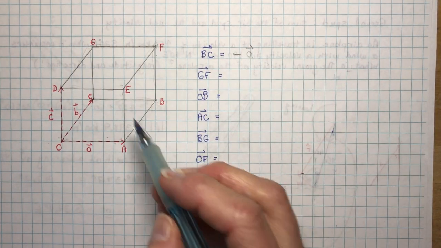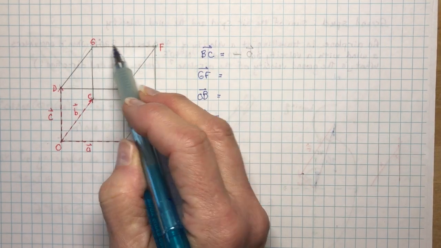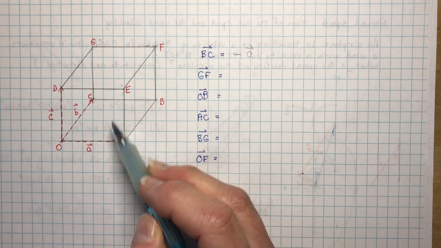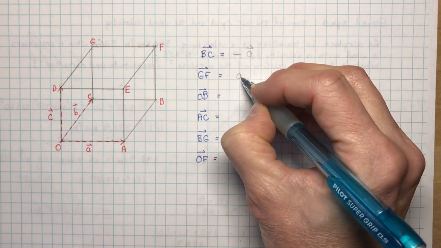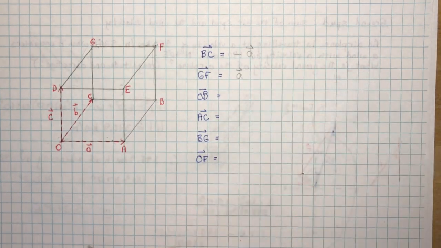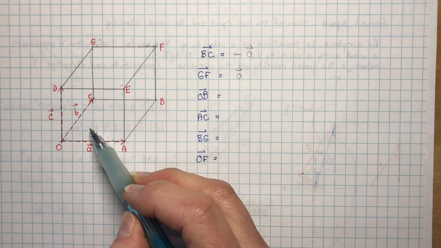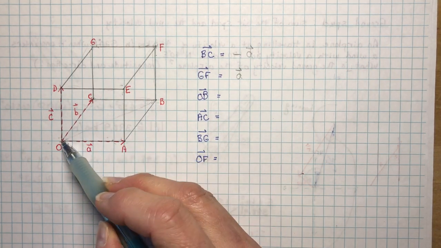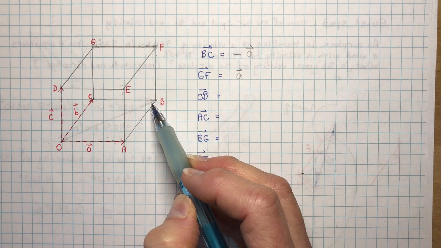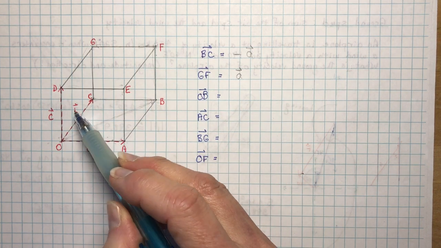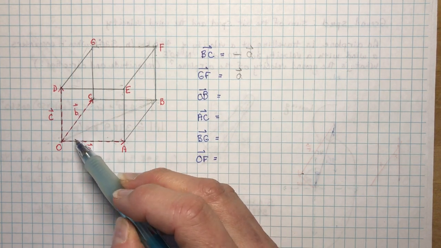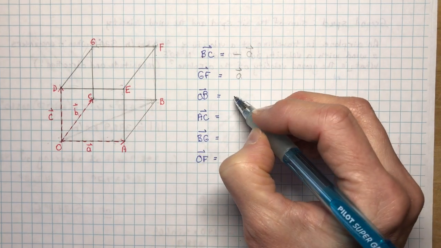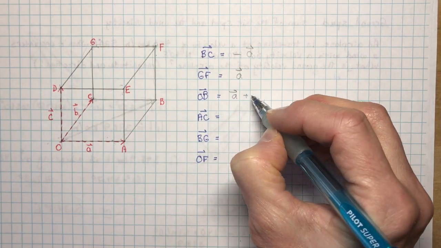What is GF from here to here? Oh, well, that's the same as going from here to here. So that is vector A. How about O to B? So I'm looking at this. How would you describe that? That's a resultant, isn't it? So it would be the sum of these two. See, we made a nice parallelogram. So that's vector A plus vector B.